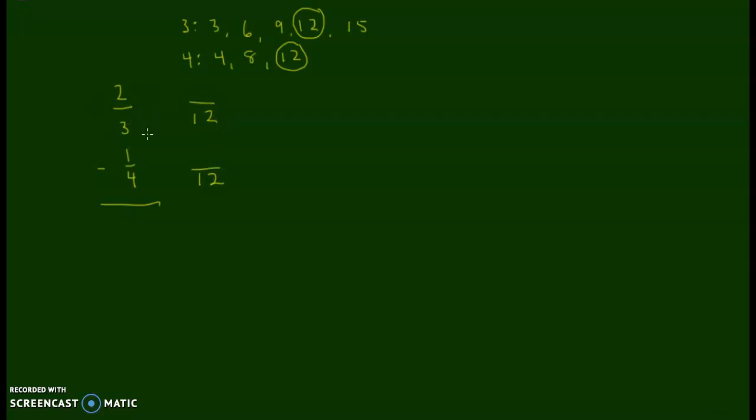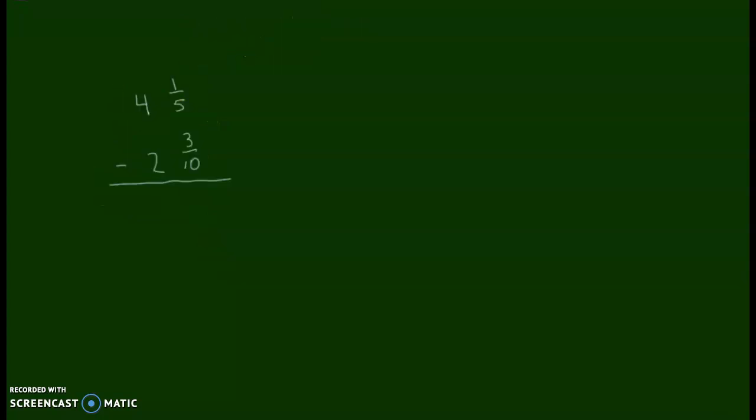And to find equivalent fractions, we have to multiply both the numerator and denominator by the same number. So for 2/3, 3 times 4 is 12. So if we do 3 times 4, we have to do 2 times 4, which is going to be 8. So 2/3 is equivalent to 8/12. For 1/4, I know that 4 times 3 is 12. So I have to do 1 times 3, which is 3. 8/12 subtract 3/12 is going to be 5/12. So the answer for our first example is 5/12.